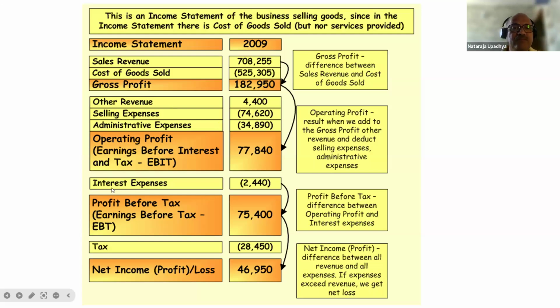Net income divided by the number of shares floated gives you earnings per share. Okay, so this level of understanding is required.